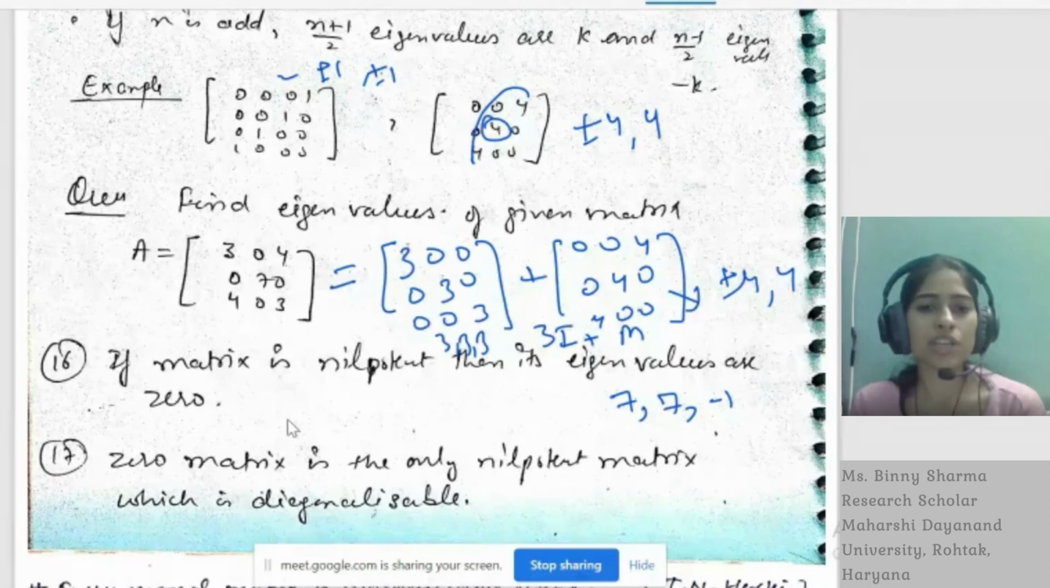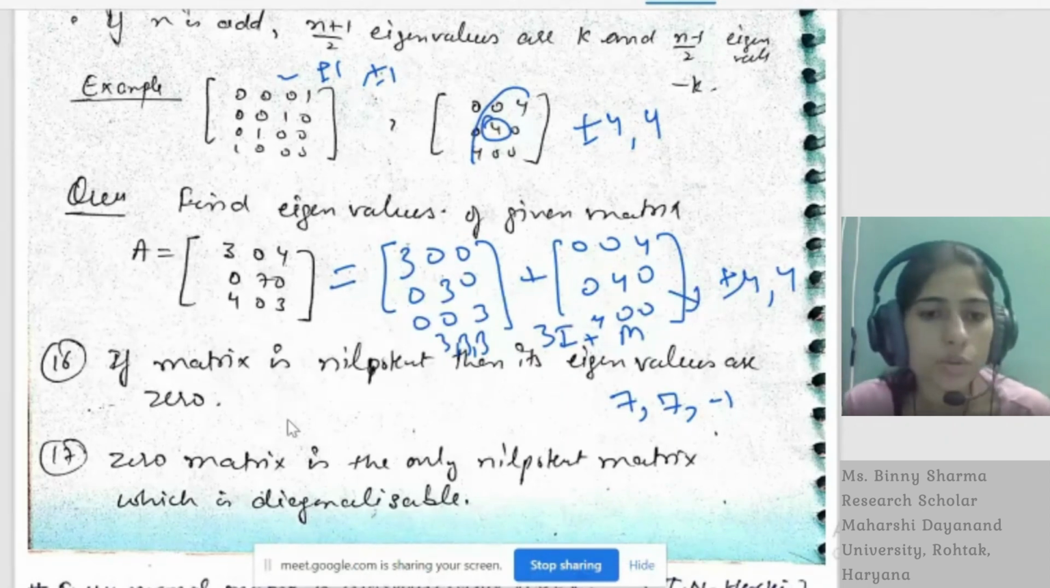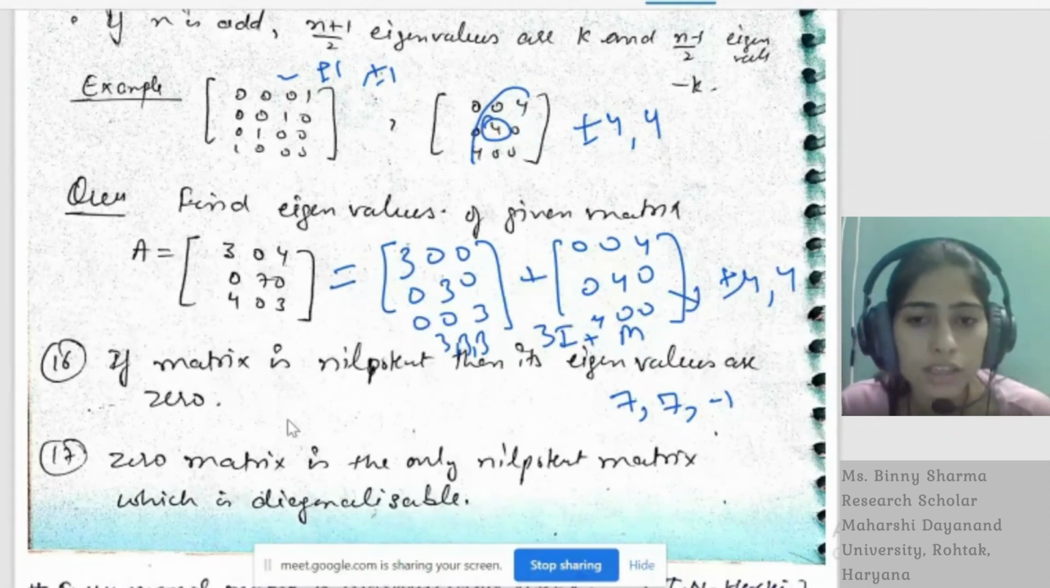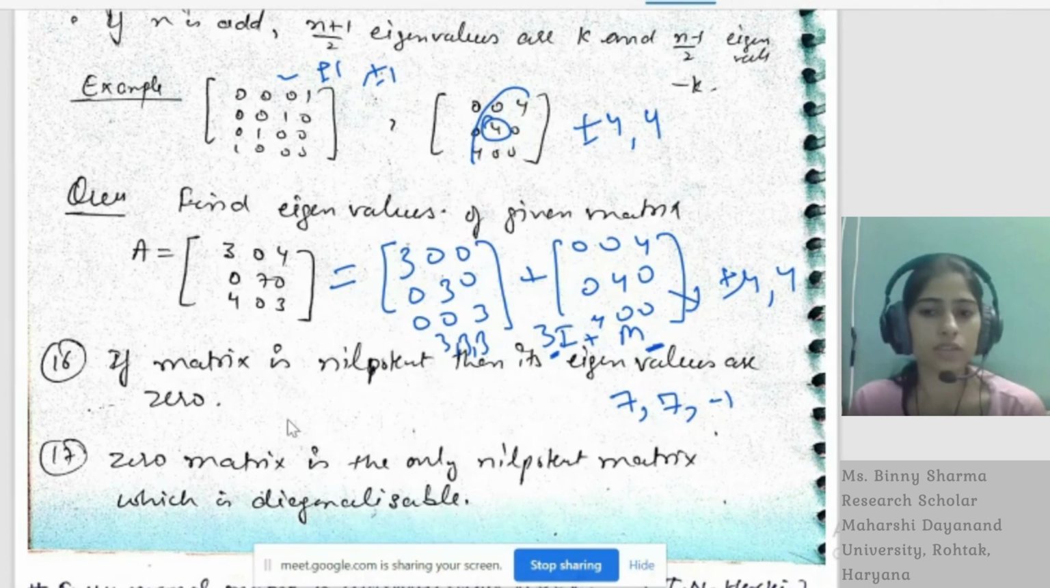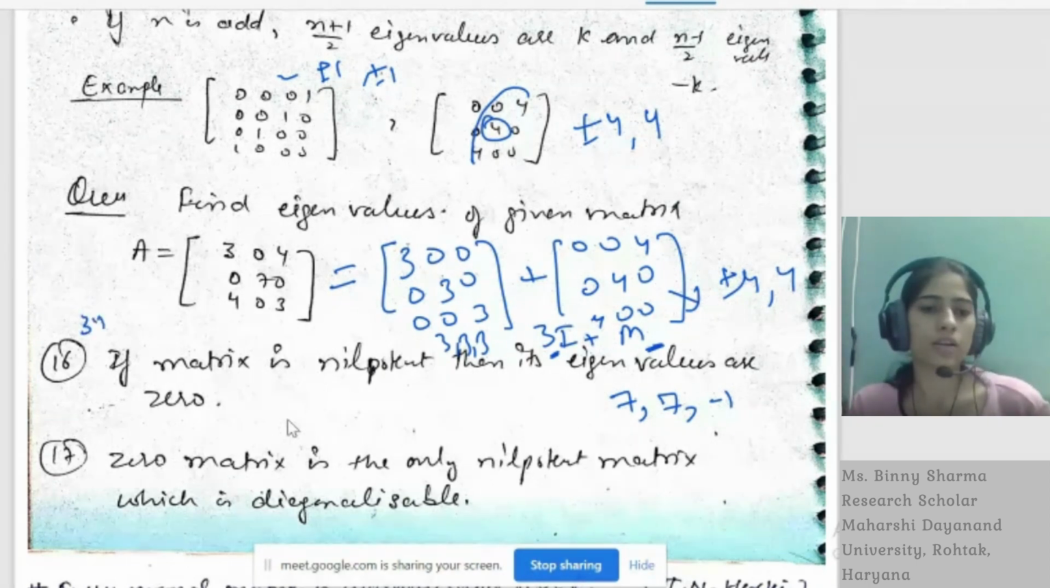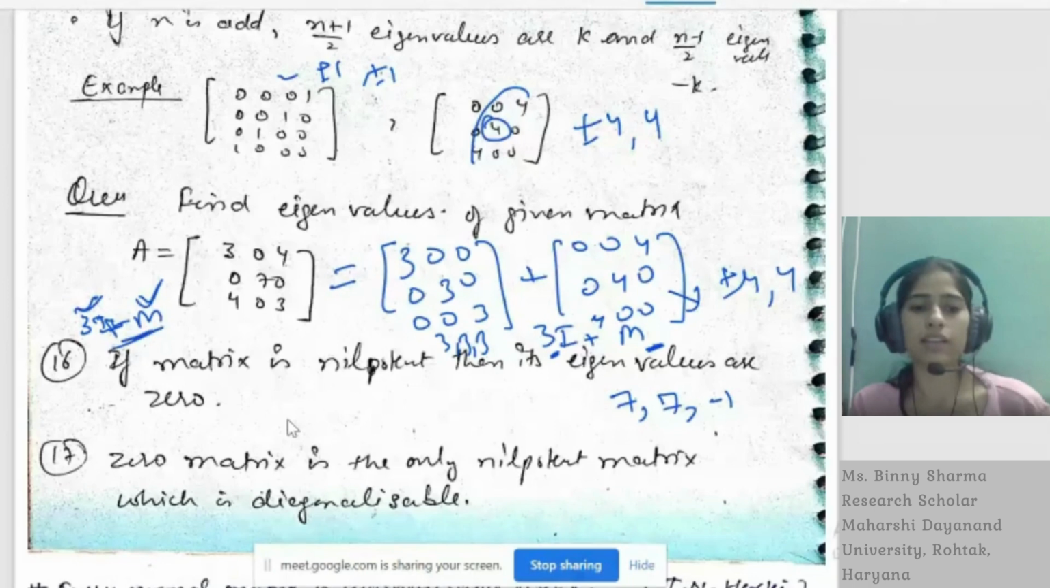So these are a special type of matrix, which is a linear combination of an identity and a backward scalar matrix. Just make this combination, find the eigenvalues of this, and add the corresponding eigenvalues. So their eigenvalues are 7, 7, and minus 1.